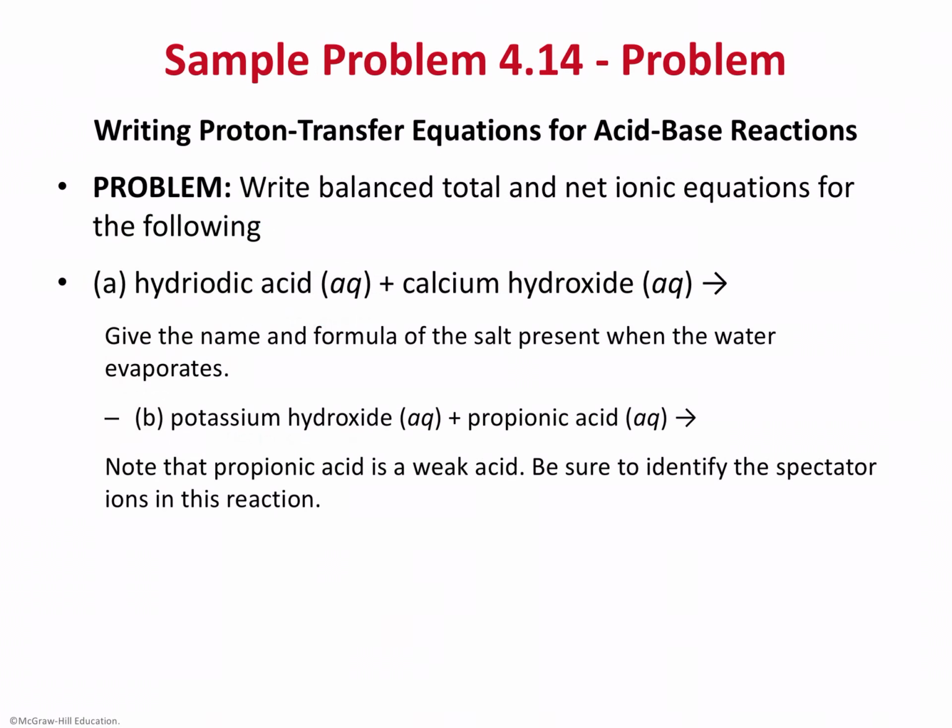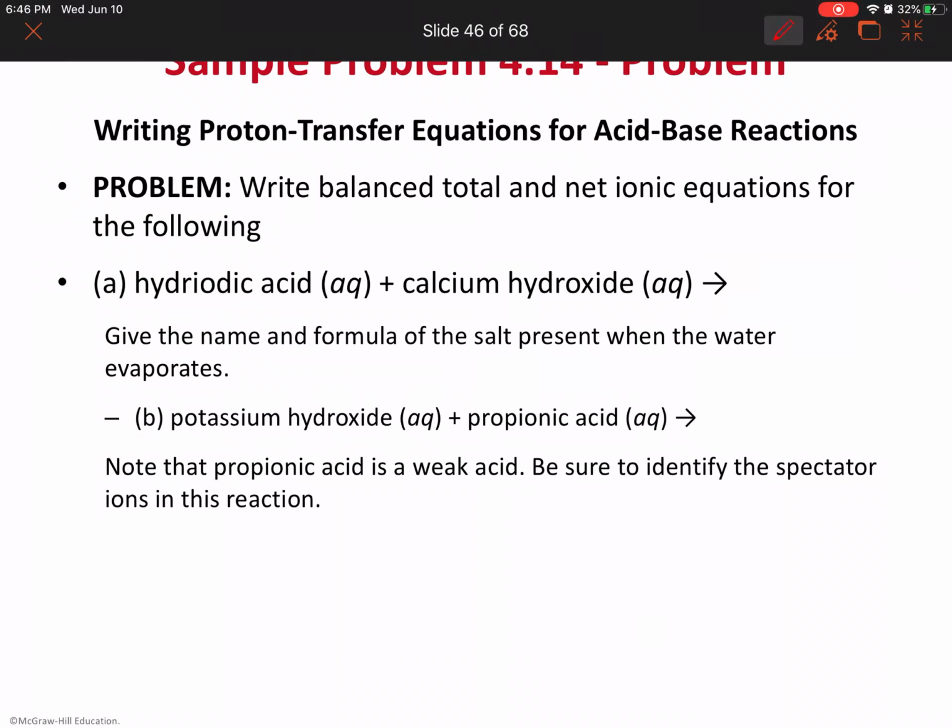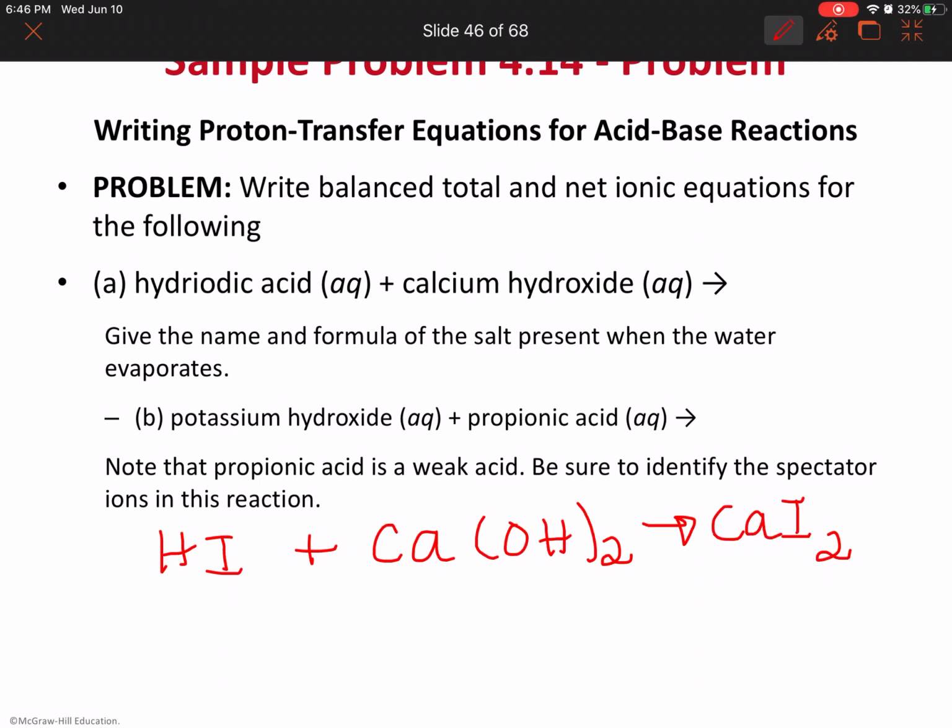Write balanced total and net ionic equations for the following. Hydroiodic acid, HI, which is a strong acid, and calcium hydroxide. Calcium hydroxide is Ca(OH)2. Calcium is +2, hydroxide is -1, so this is a proper formula, and both of these are a strong acid and a strong base. So what are the products we're going to form? We're going to form calcium iodide, CaI2, because calcium is +2 and iodide is -1, and then a water molecule.